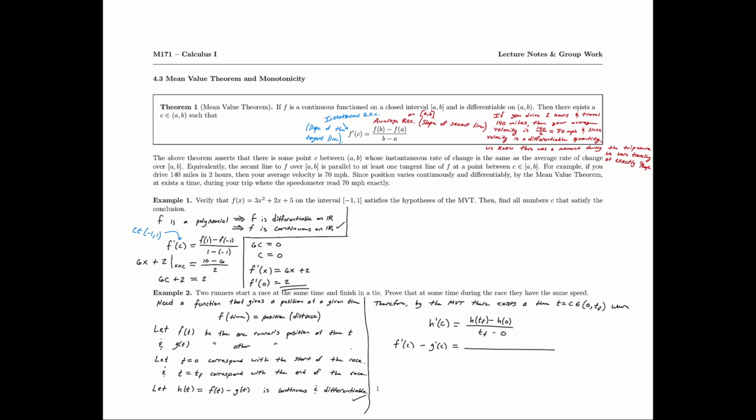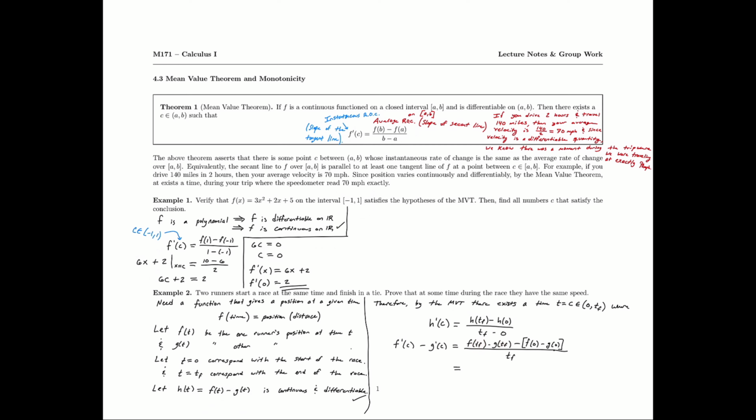Same thing, we're going to expand this fraction. So the top is really f of tf minus g of tf minus, now we're going to expand the second term, this would be f of 0 minus g of 0, all over tf. So now we can go ahead and simplify some of these things. So for instance, what do we know about f of tf and g of tf?